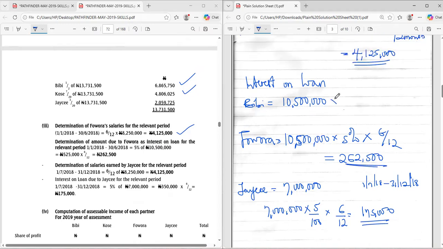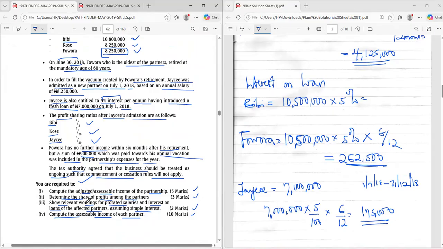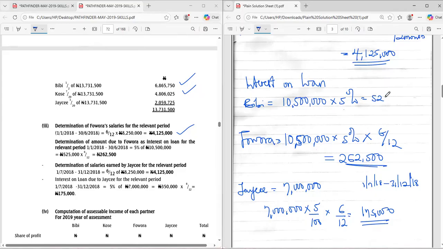So for BB will take everything, 5%, because it started from the beginning to the end. So actually, BB was not part of the prorated. We did not prorate anything for BB because I think they only told us to calculate the prorated. Calculate the relevant working for prorated salaries and interest. So BB should not be part of our solution on a normal day because BB is not prorated. It's a full year. But I just want us to calculate it here. So 5% of 10.5 million is how much? 525,000.